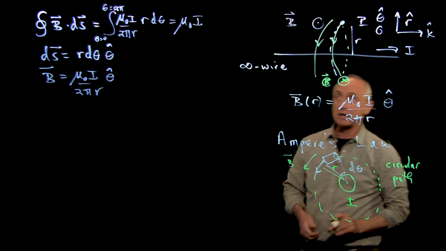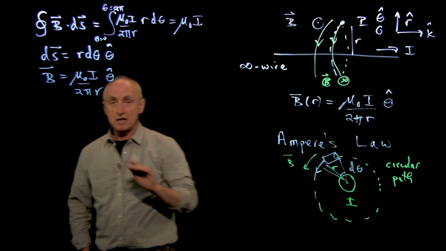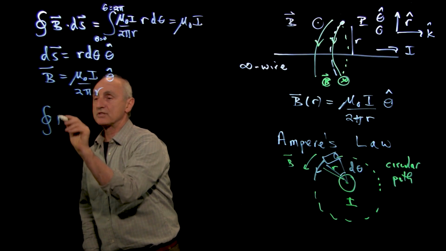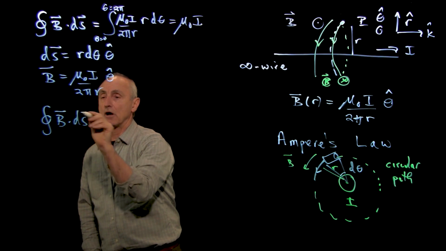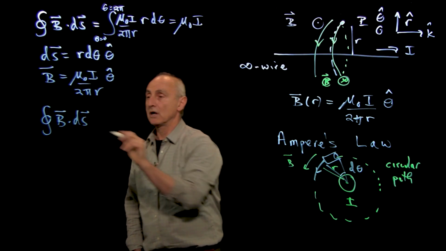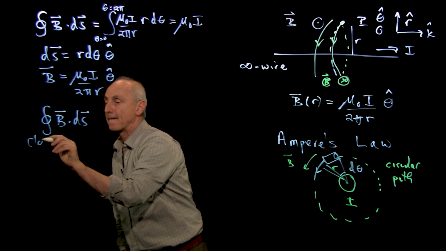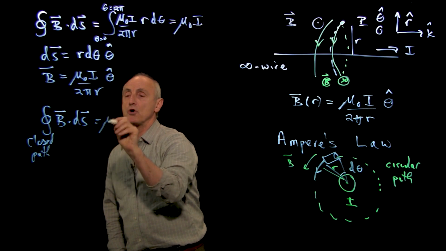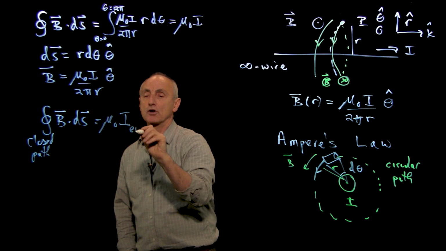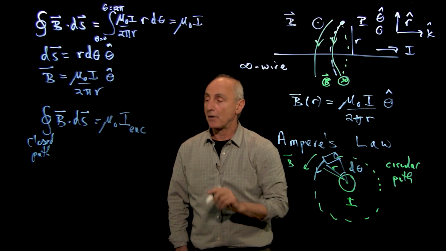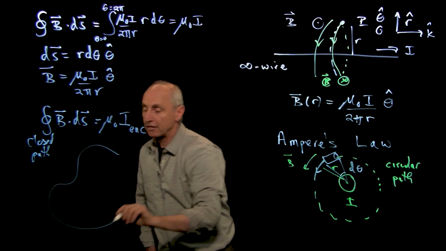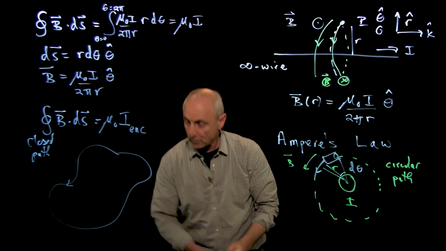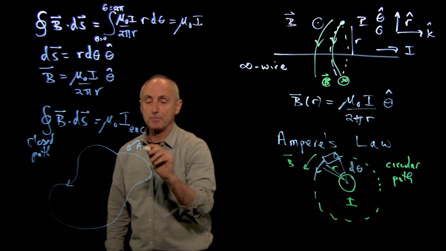Now, this is a basic calculation for a very symmetric configuration where we have this infinite wire carrying a current I. But what we'd like to do now is set up how this law is actually quite general. The statement of the law will be that the line integral of B dot ds around a closed path is equal to mu naught times what we call the current enclosed. Now, if I take an arbitrary path, we'll end up calling these paths Amperian paths or Amperian loops.